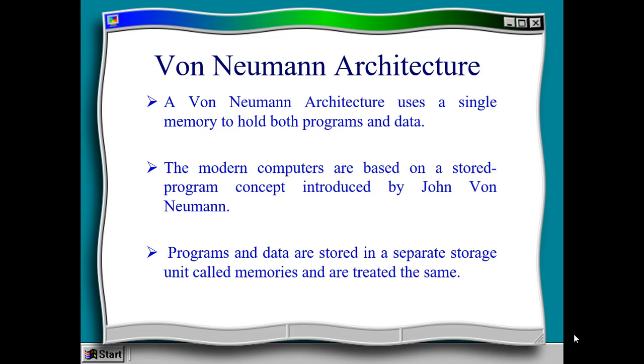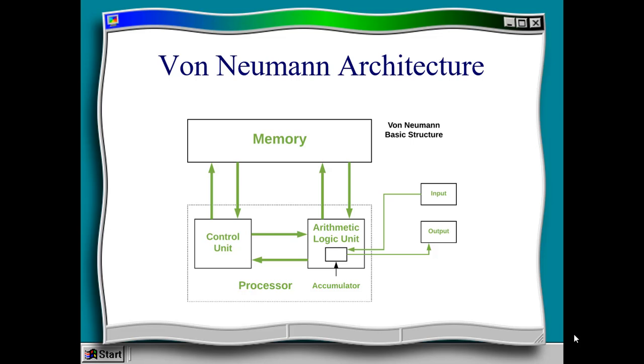So, von Neumann architecture. The von Neumann architecture uses a single memory to hold both programs and data. Modern computers are based on the stored program concept introduced by von Neumann, I think in the 1930s. The programs and data are stored in a storage unit called the memory. So this is the structure of the von Neumann architecture.